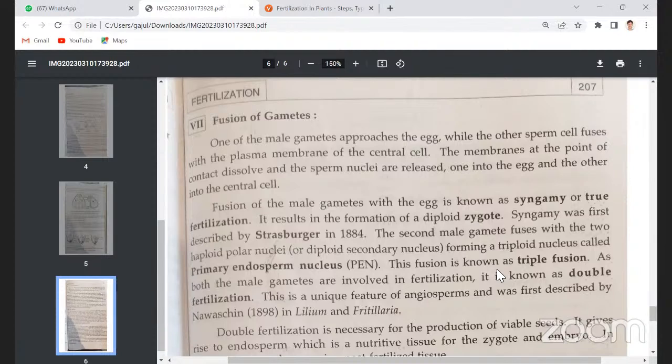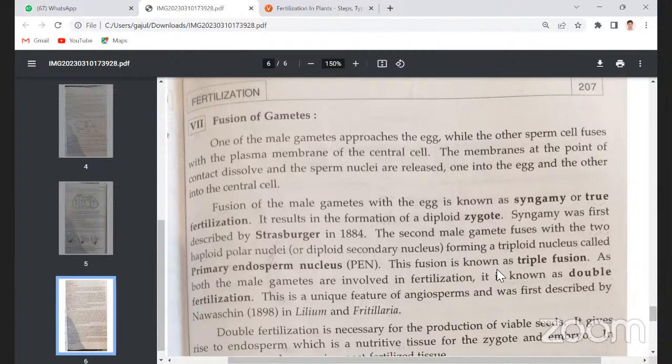It results in the formation of a diploid zygote. Syngamy was first described by the scientist Strasburger in 1884. The second male gamete fuses with the two haploid polar nuclei.